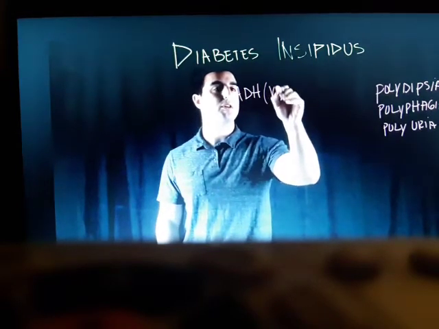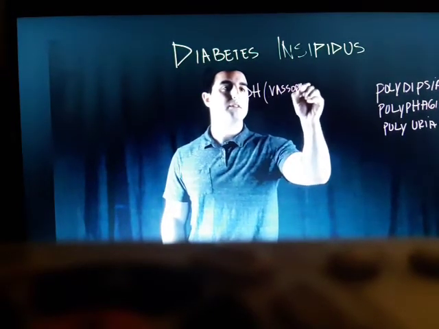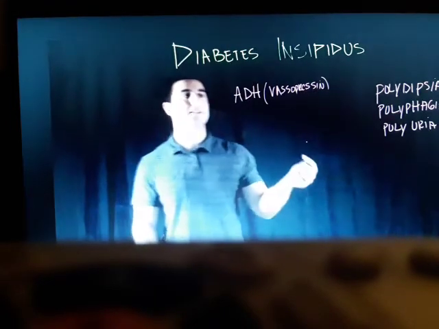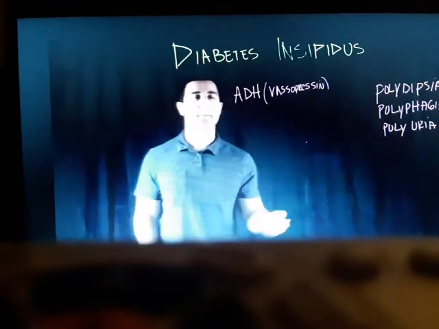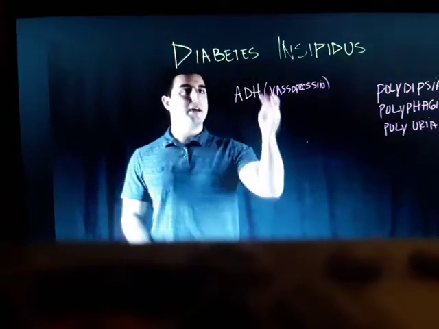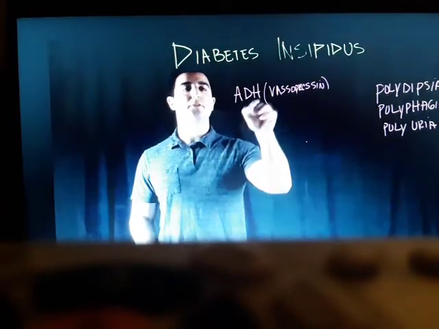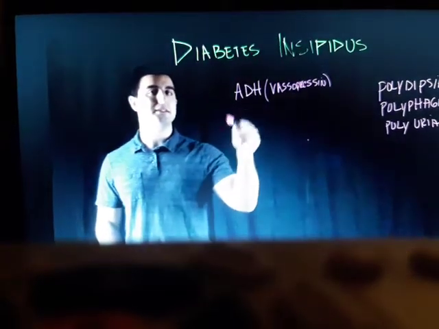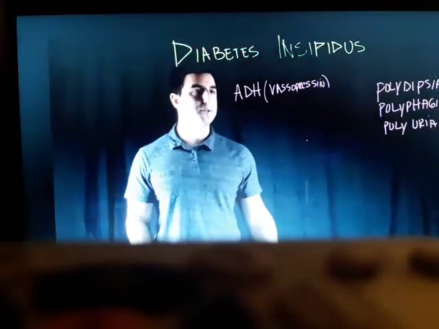This is also called vasopressin. Vasopressin is another name for antidiuretic hormone. So here we have the different types, and if you remember from before, where is ADH created? ADH is created in the hypothalamus, and it's stored in the posterior pituitary.